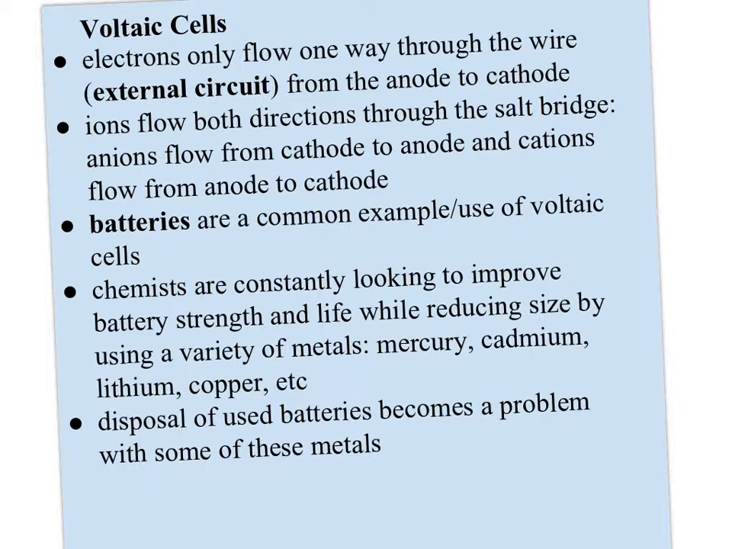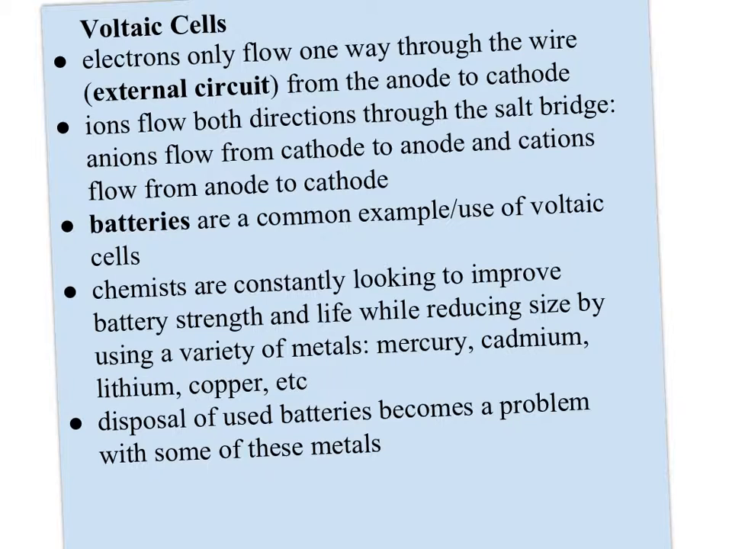So to finish up, remember, in a voltaic cell, electrons only flow one way through the wire, and that wire is called the external circuit. It's the external path for the electrons to be transferred. It goes from the anode to the cathode. Ions, on the other hand, flow both directions through the salt bridge. Anions flow from the cathode to the anode, and cations flow from the anode over to the cathode.